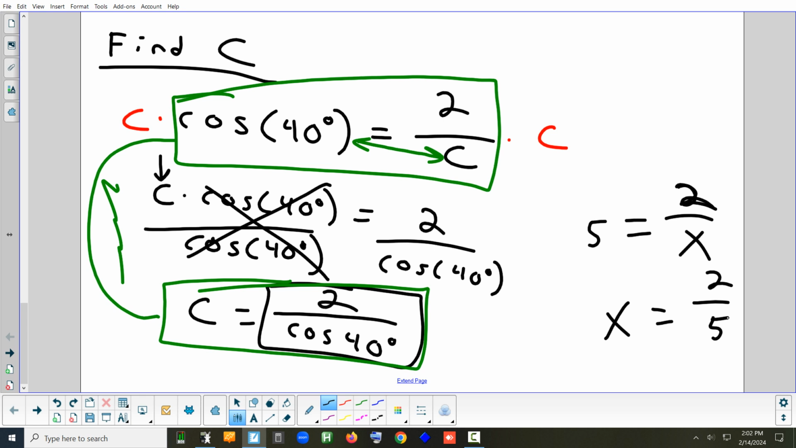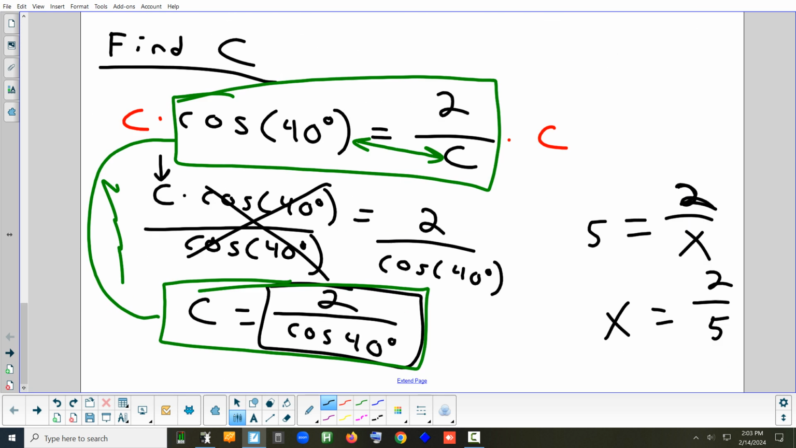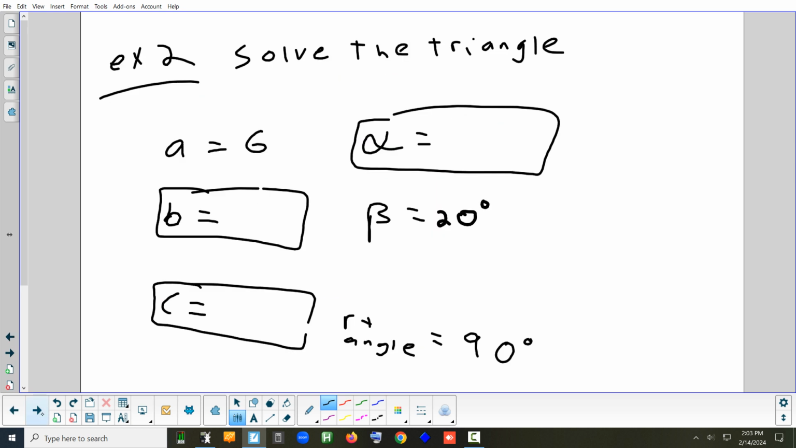All right. Any questions on that? Okay, let's try this one. All right, so solve the triangle. It's the same type as the last one. Here's a side, here's an angle.